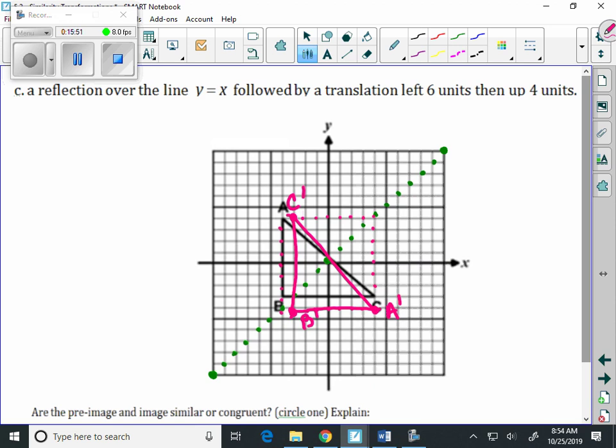So now we reflected that graph over the line y equals x. And then we're going to move this graph left 6 and up 4. So A, 1, 2, 3, 4, 5, 6, left, and 1, 2, 3, 4. There's our new A. Left 6. 1, 2, 3, 4, 5, 6. 1, 2, 3, 4. And point C. 1, 2, 3, 4, 5, 6. 1, 2, 3, 4. And here was our new B, and here was our new C.